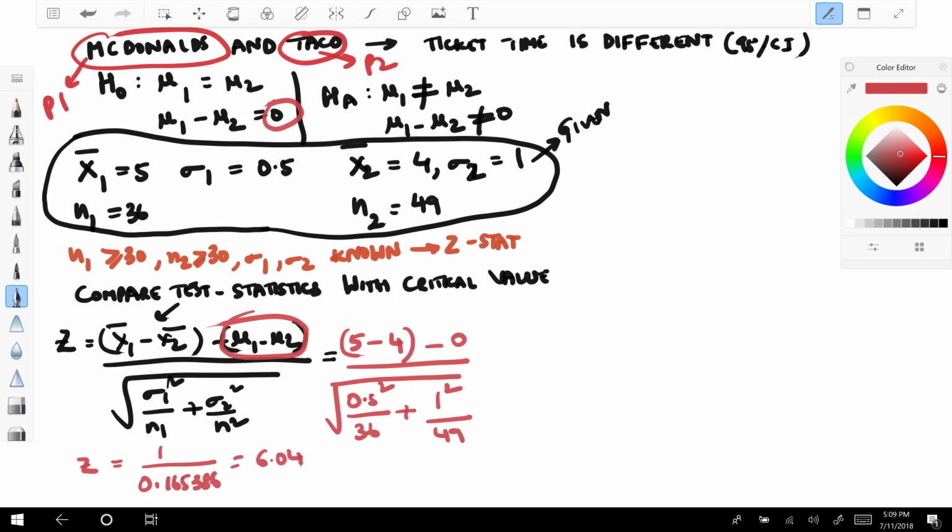So now we have to compare this 6.04 with the critical value. Our test is a two-tailed test. If you see, it's directionless because we can disprove the null hypothesis on both sides of a normal distribution curve. So the critical value would be Z alpha over 2.